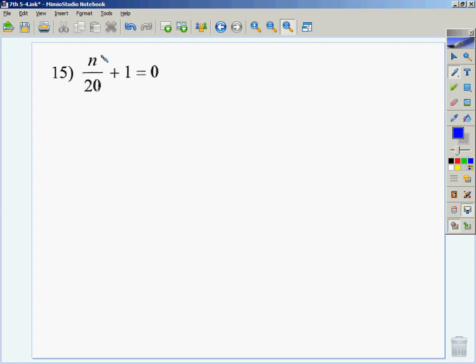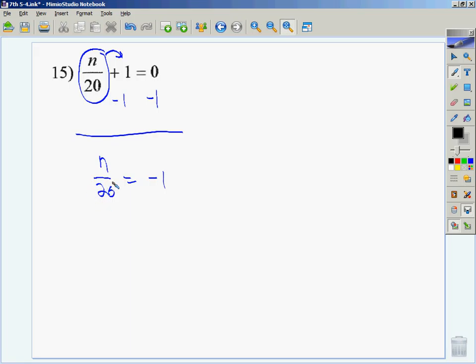On number 15, I'm looking at where the variable is. It's being divided, but there's something being added to it. I've got to undo the addition before I undo the division. How do I get rid of adding 1? I have n over 20 is equal to negative 1. 0 minus 1 is a negative 1.